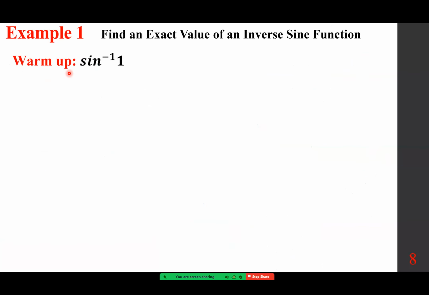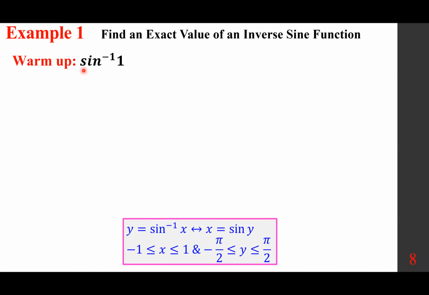A warm-up example: we are interested in finding sine inverse of 1. First, reminding you of what we had on the previous page, y equals sine inverse of x. That means x is sine y, where x is between -1 and 1, and y is between negative pi over 2 and pi over 2.